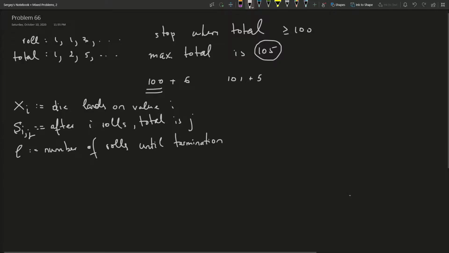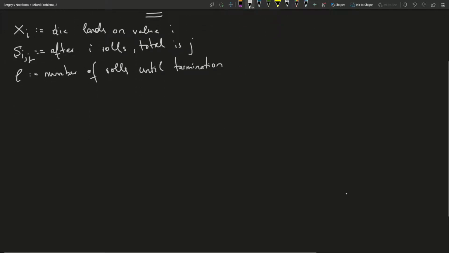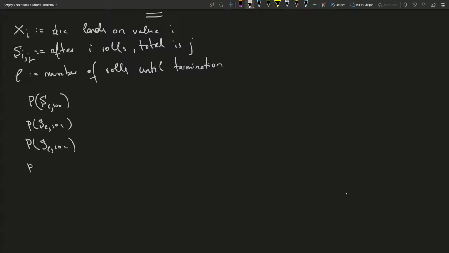Till termination. So what we are asked to compare is the probability that the running total after L rolls is 100. We need to compare this to the probability that the running total after L rolls is 101, is 102, 103, 104, and 105. So we want to see which of these possible maximum running totals are the most likely.